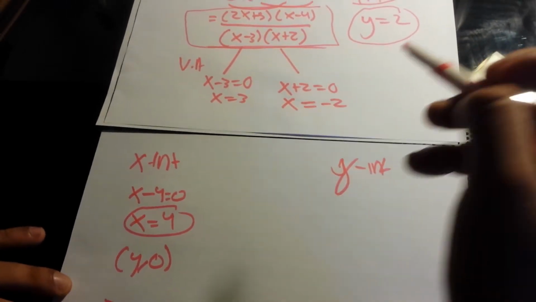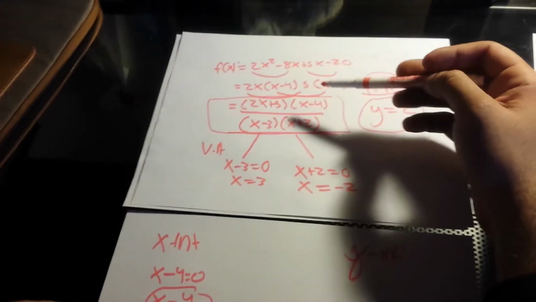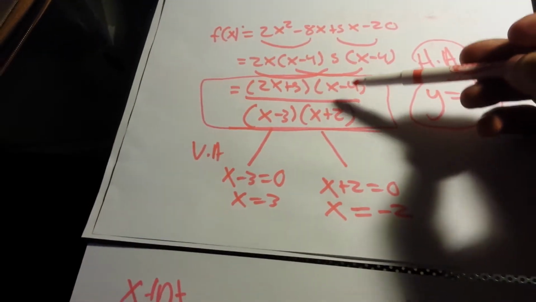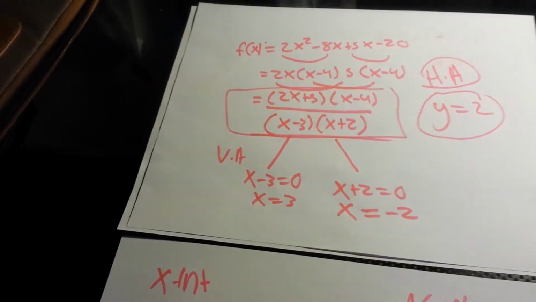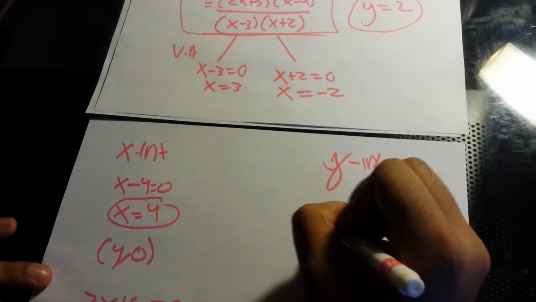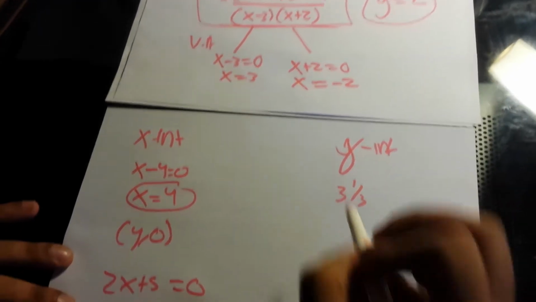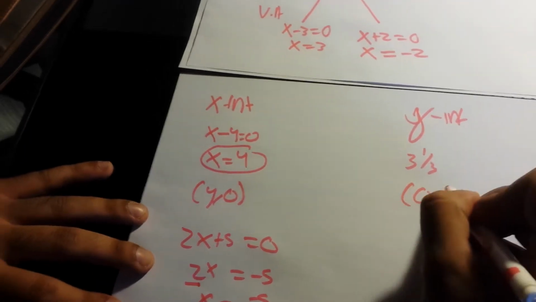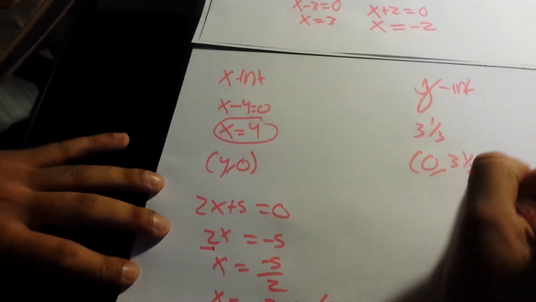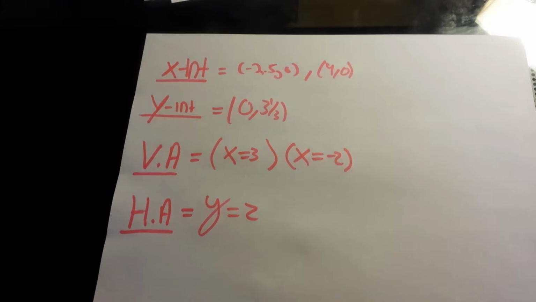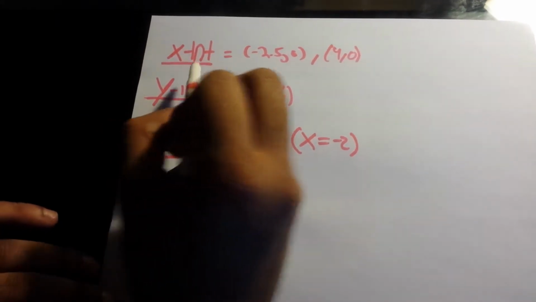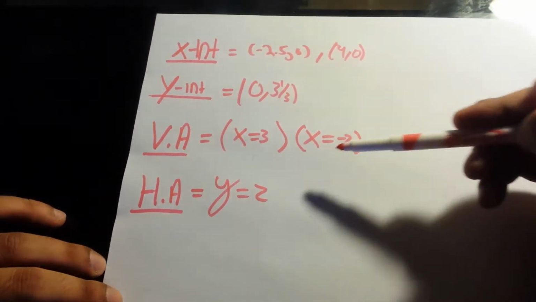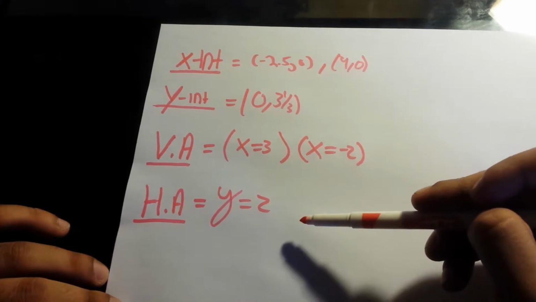And now for the y-intercept, you have to come to your original function or the new function you made and plug in 0. And now that will give you 3 and 1/3. 3 1/3 really would mean the y-intercept would be 0 and 3 and 1/3. Alright, now for the overall information, this is our x-intercepts, y-intercept, vertical asymptotes, and horizontal asymptote.